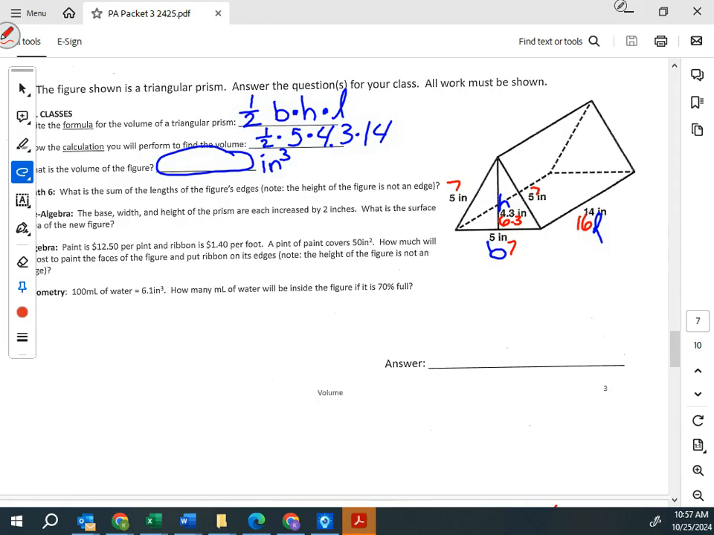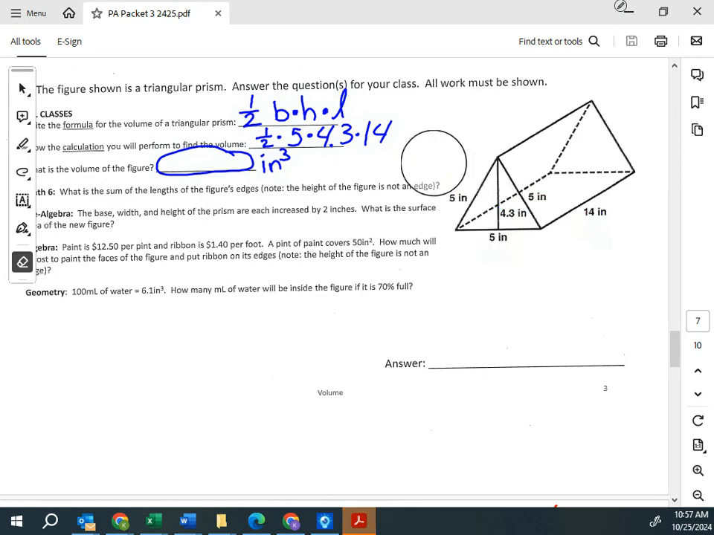I can find my 2 ends for my triangles, 7 times 6.3 times a half. I can find out my new rectangles, 16 times 5, 16 times 7, my new measurements. There are 3 of those rectangles. Add them all together for the surface area. So you're doing the same shapes that you did on the net, but they are just 2 inches bigger for each measurement. Now our next one.